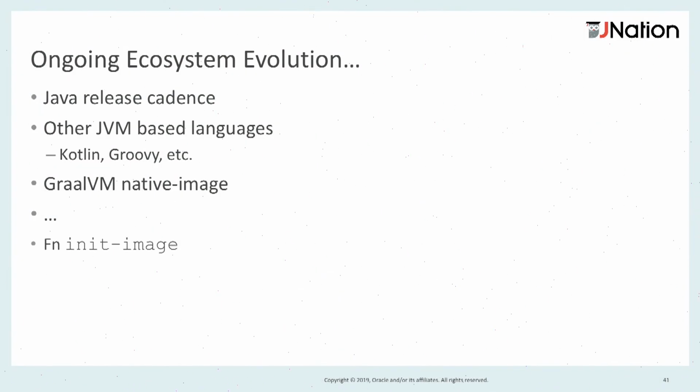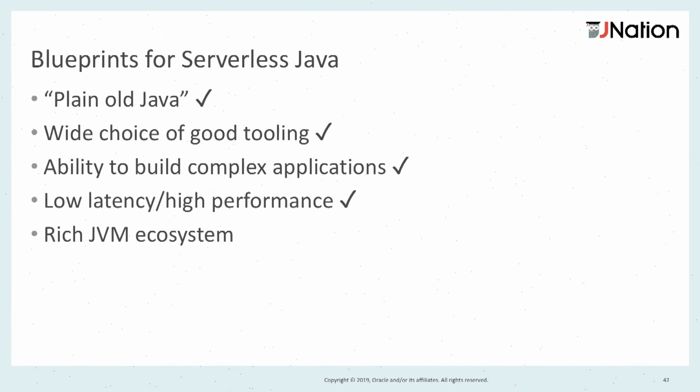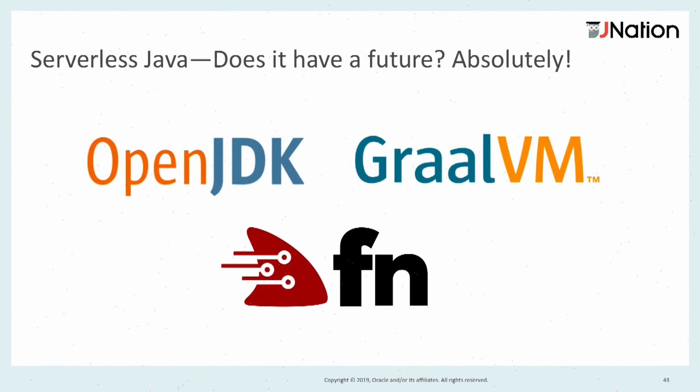So init image basically gives us the ability to support that rich ecosystem. And that's something that you can also use by yourself to add support for other languages. Someone, for example, provided .NET support a few weeks ago using that capability. So a rich JVM ecosystem, yes, that's something that we can do. So serverless Java, does it have a future? Absolutely. We think that with OpenJDK, with Graal VM, Java has a bright future within the serverless space.